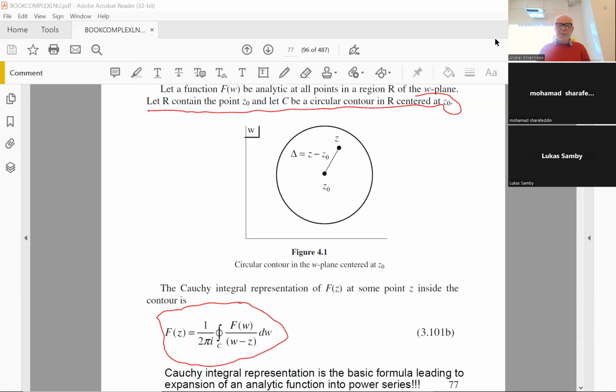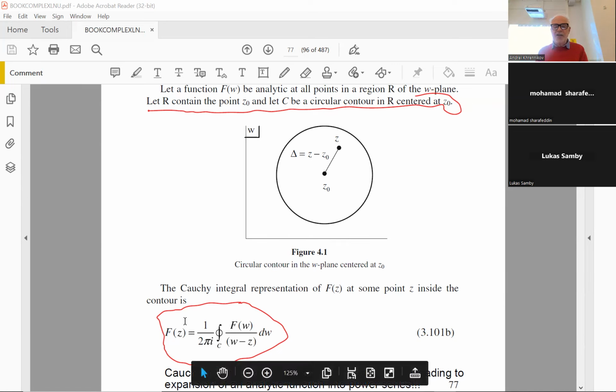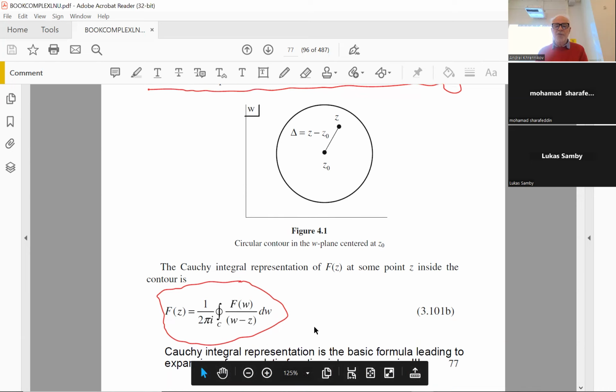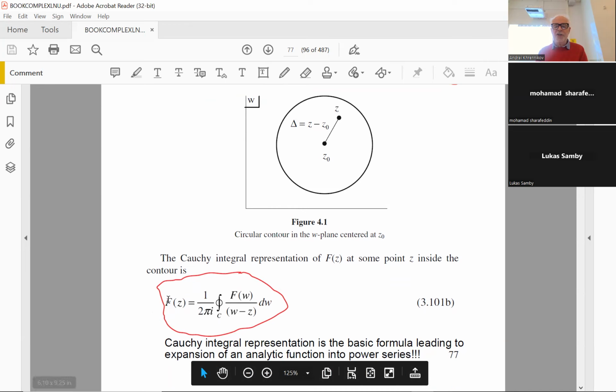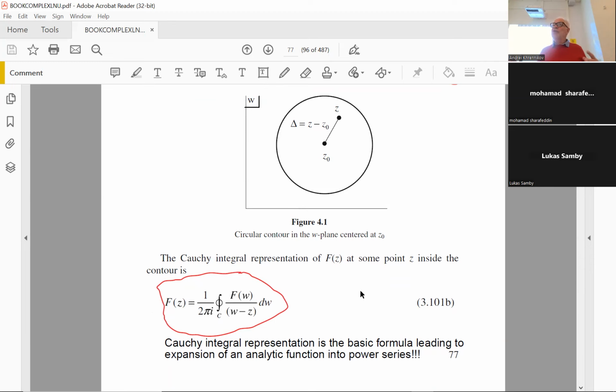So how do we get the expansion of an analytic function into series? The starting point is the Cauchy integral representation. This formula says that any function f(z) can be represented in this way. If you go to the scheme, how did we approach this formula? The beginning was the Cauchy-Riemann condition. The Cauchy-Riemann condition and infinite differentiability was the definition of an analytic function.